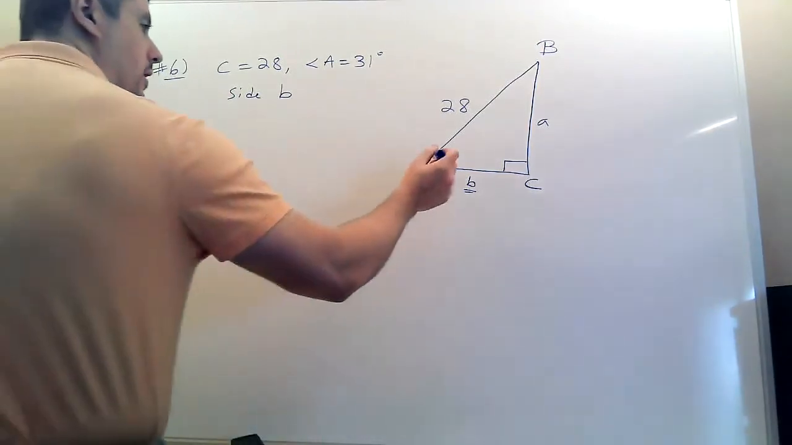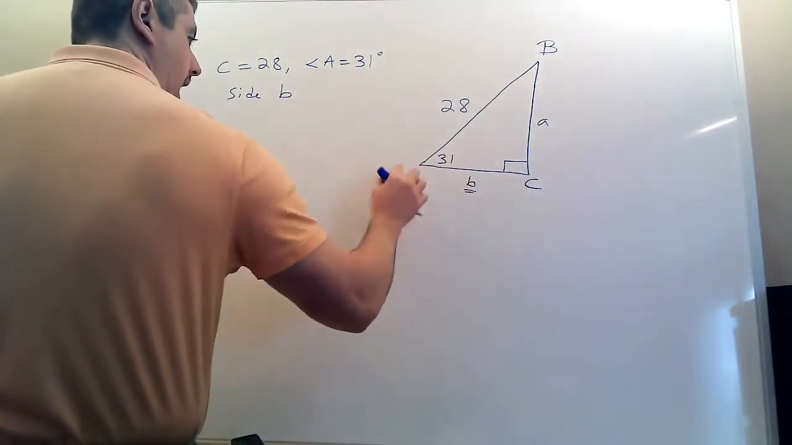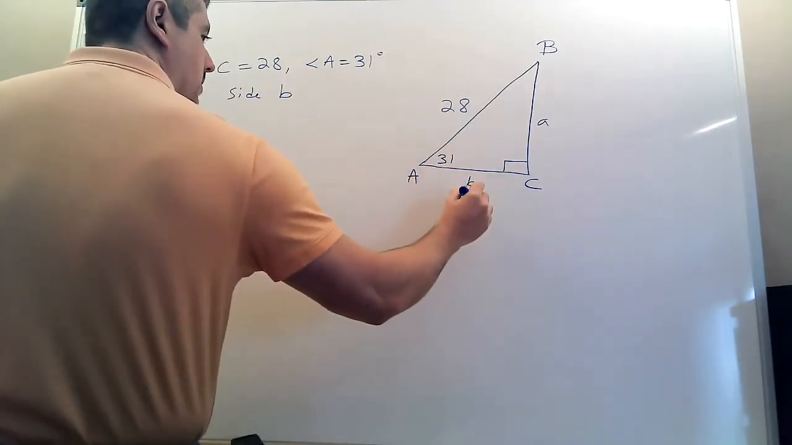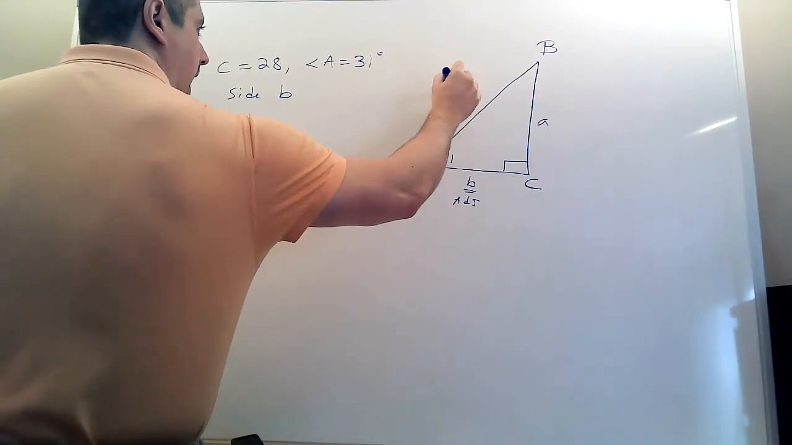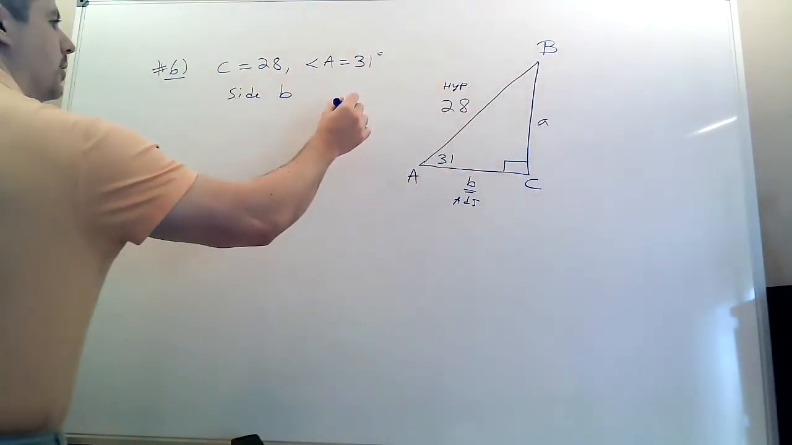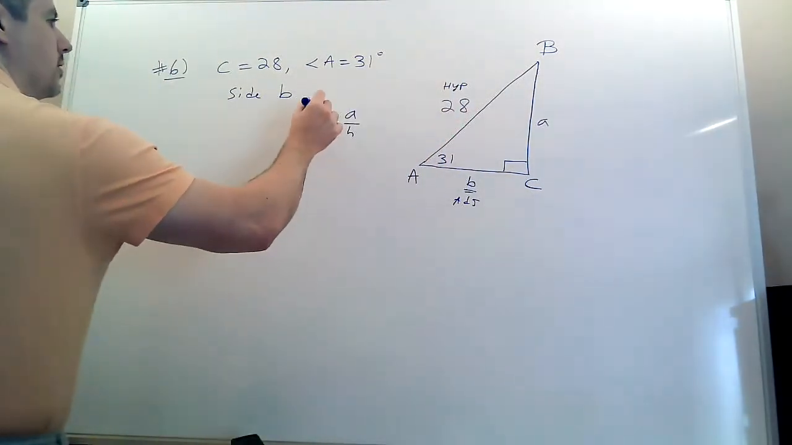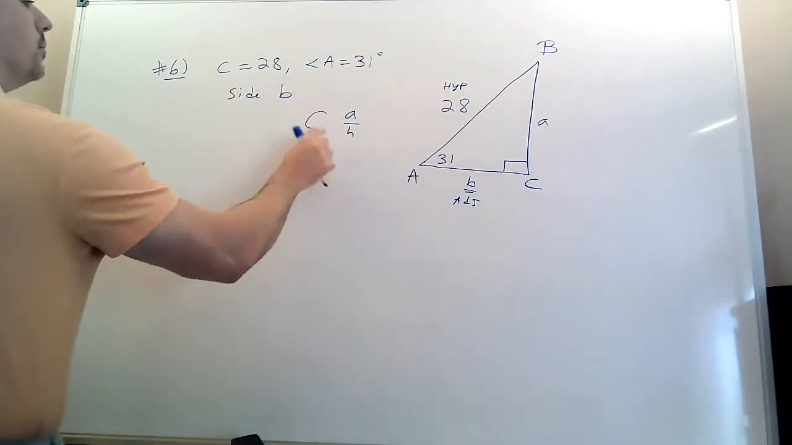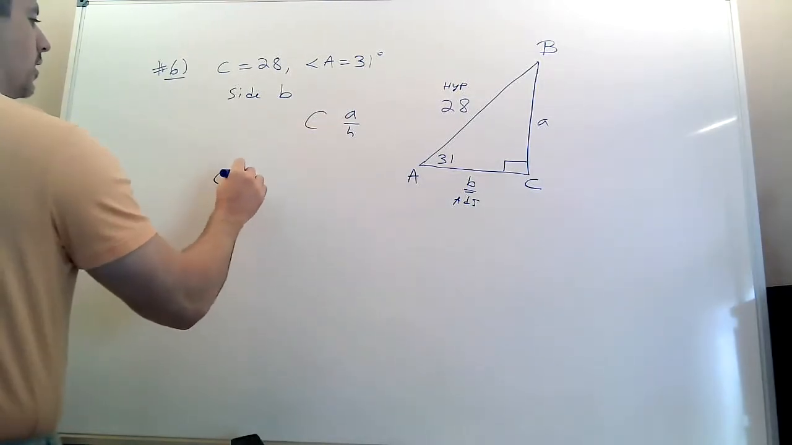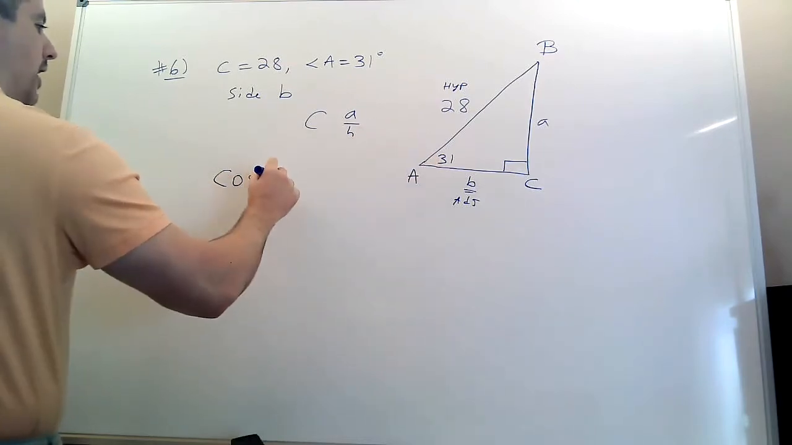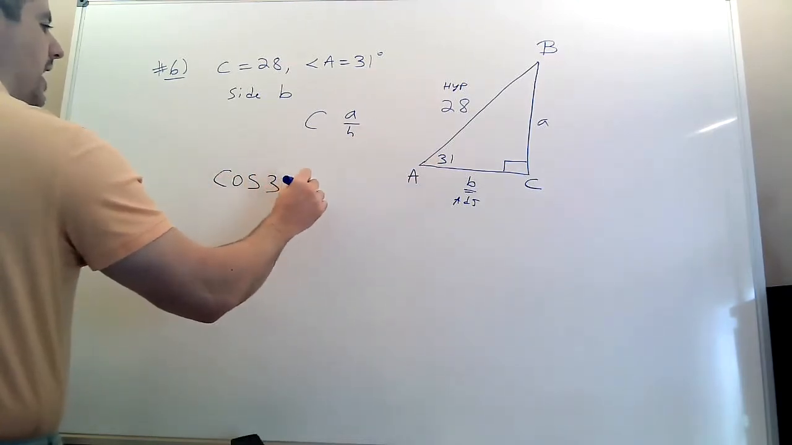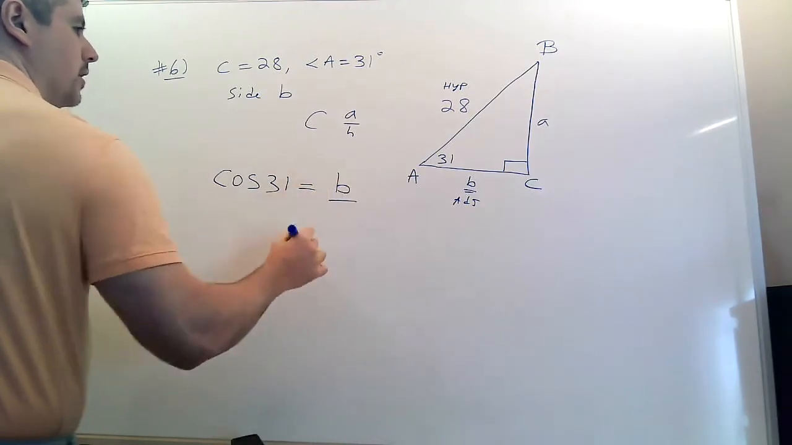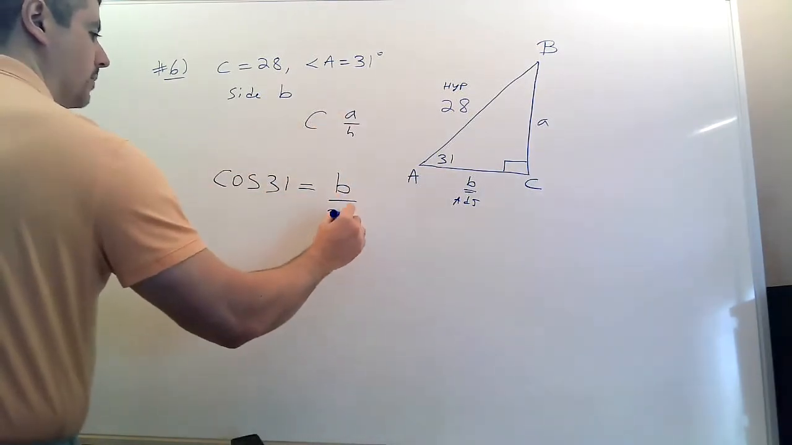Since this side is touching angle A, again I'm using angle A, this is the adjacent side. And again, the diagonal is the hypotenuse. So I need something that goes with the adjacent and the hypotenuse. Children are happy, or children are hyper. So we're going to use the cosine. The cosine of angle A, which I know is 31, is the adjacent side, which is B, over the hypotenuse, which is 28.